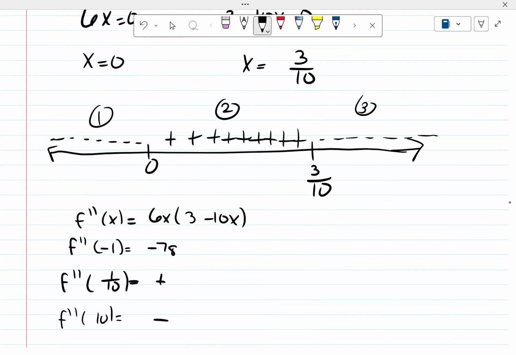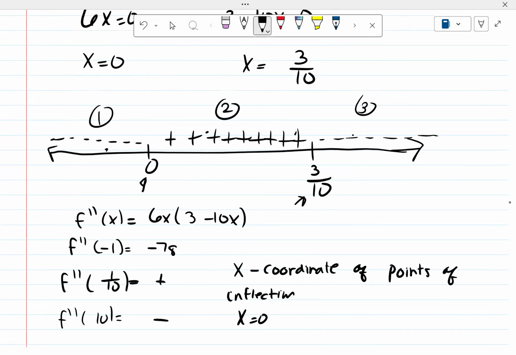So you definitely have a point of inflection at the x coordinate 0 and 3/10. Why? Because the sign changes. It doesn't matter what it changes as long as it changes. So it went from a minus to a positive, to a positive to a minus. So they just want the x coordinate, not the actual point. So you could say x coordinate: x equals 0 and x equals 3/10. Okay, good.